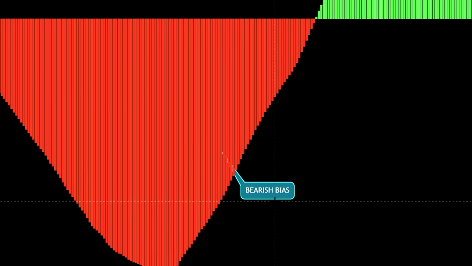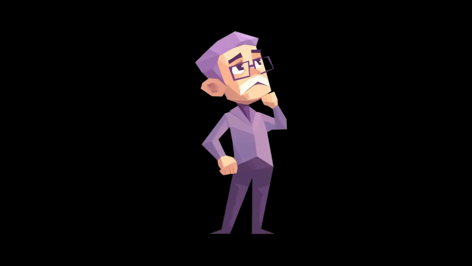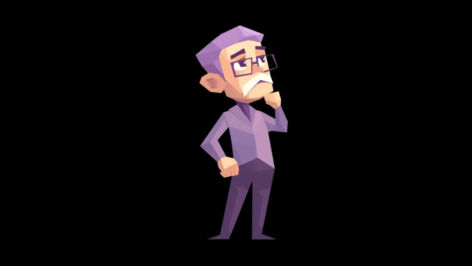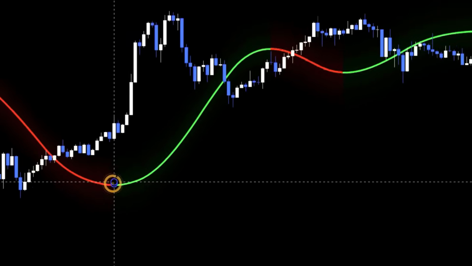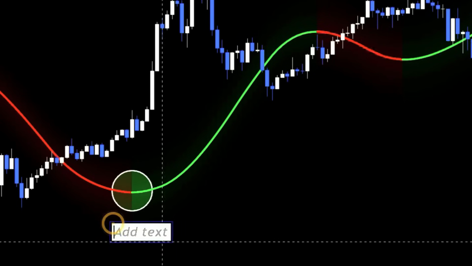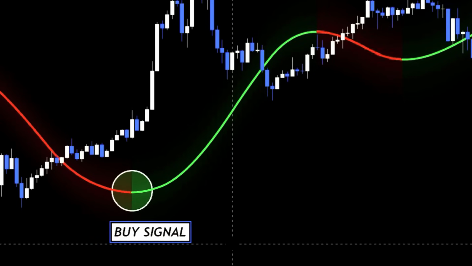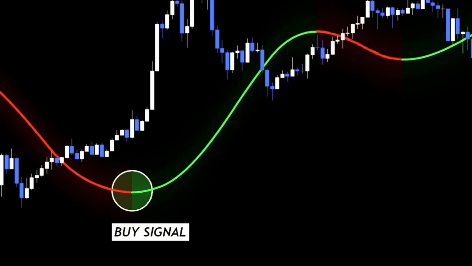Alright, so let's put this all together and see how it actually looks on a chart. This is where the two pieces of our puzzle click into place. Here we are on the 15-minute gold chart. Okay, so right here we get our first potential setup. The sentiment line flips green, so step one is check.